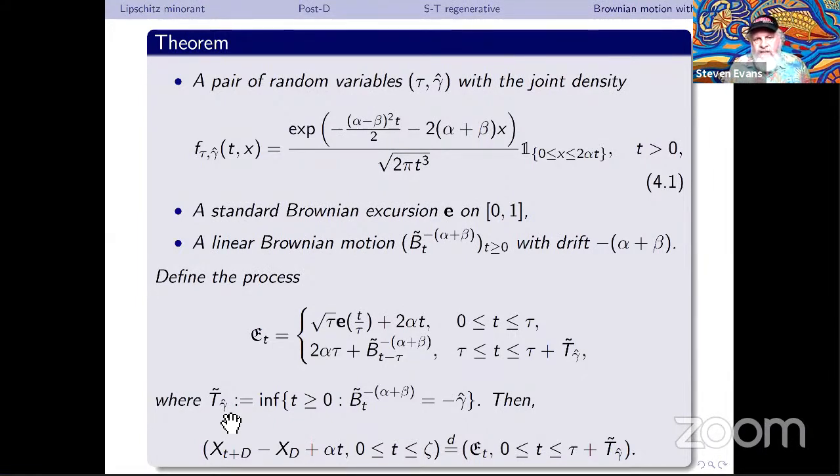So there's a lot going on, I realize, and the claim is that if we look at the excursion away, the excursion X_{t+D} minus X_D, and then add on alpha t, then it'll be the same as E_t. Okay, we found a path decomposition for this guy here.